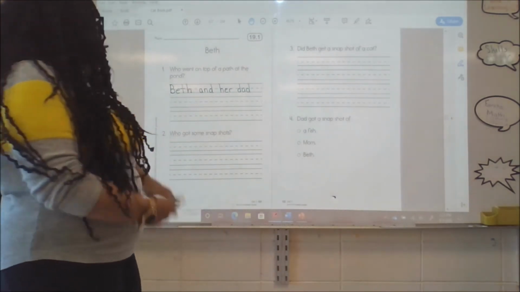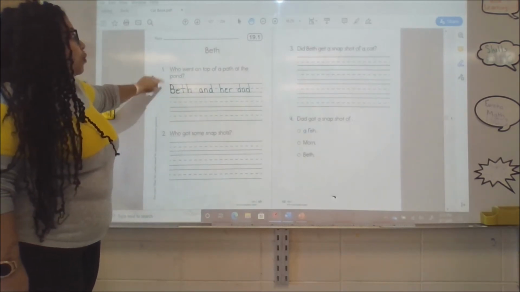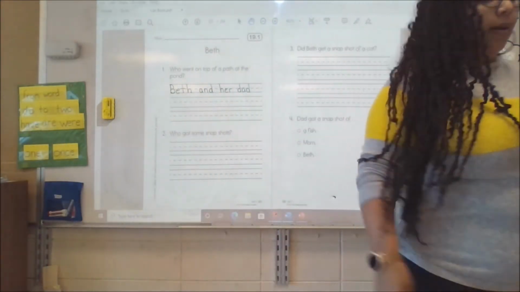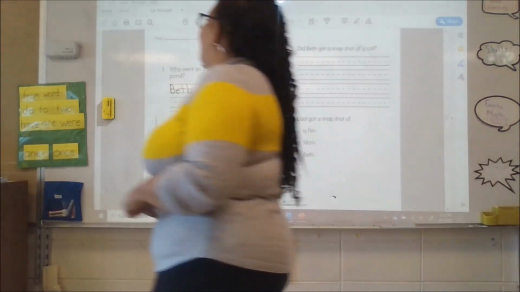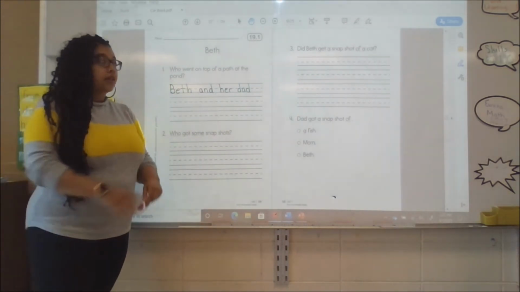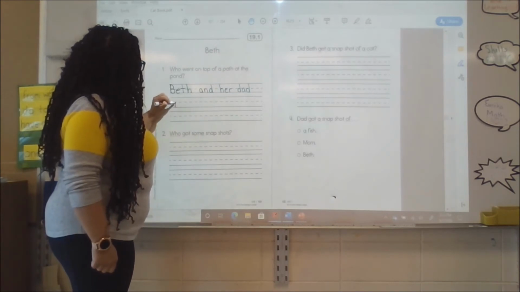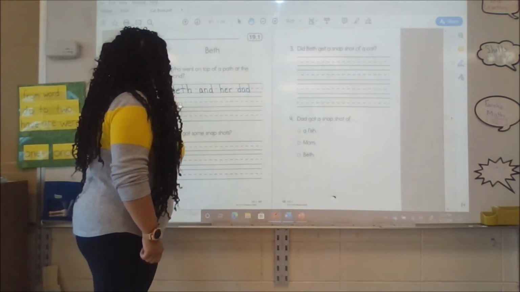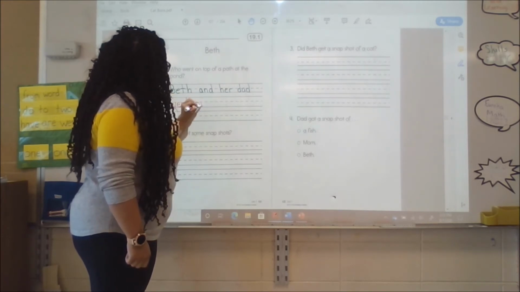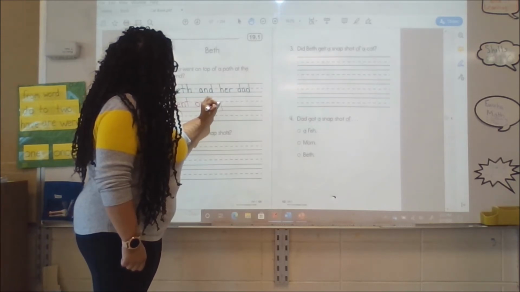Now, the only thing is, this is your short answer. This is your phrase which answers the question. What I want us to do is practice writing our answers in complete sentences. And so when you're writing a complete sentence answer, you need to use words from the question. So Beth and her dad went on top.